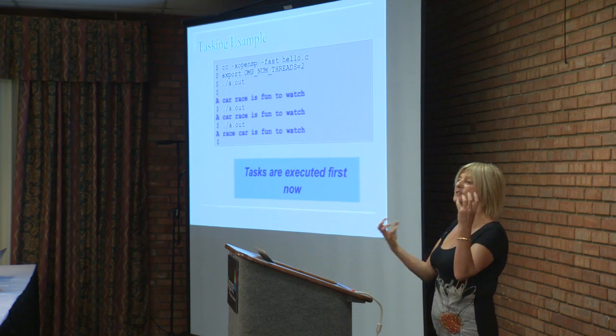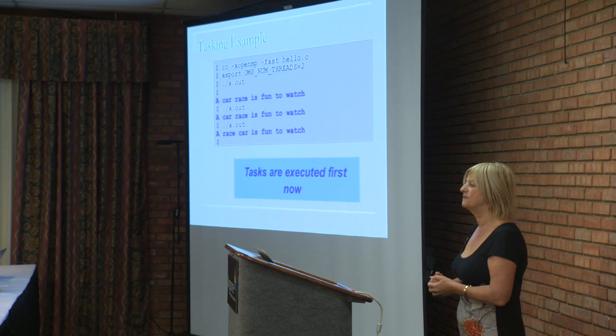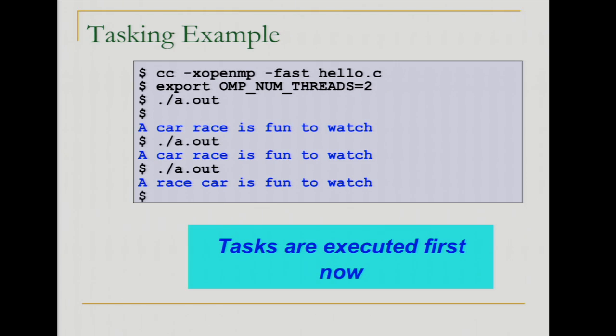And because there's a randomness, if you like, in terms of the two tasks in this case, we don't know which one will be done first. So you might sometimes get "a car race is fun to watch", and other times you might get "a race car is fun to watch". So there's this sort of element of minor randomness.